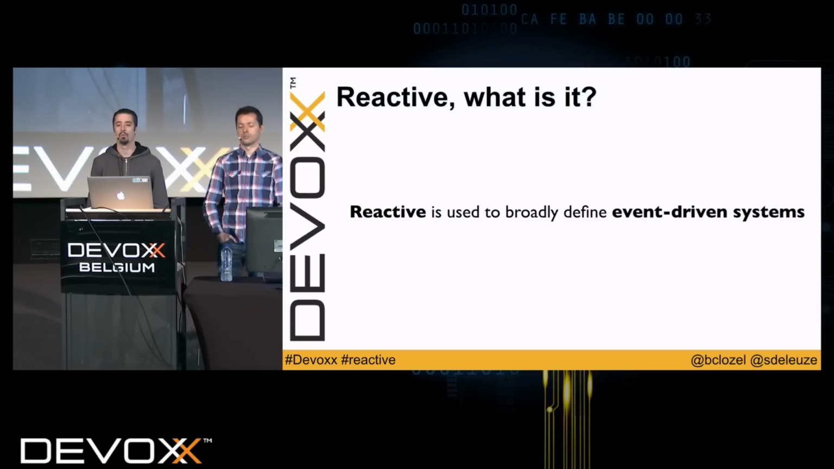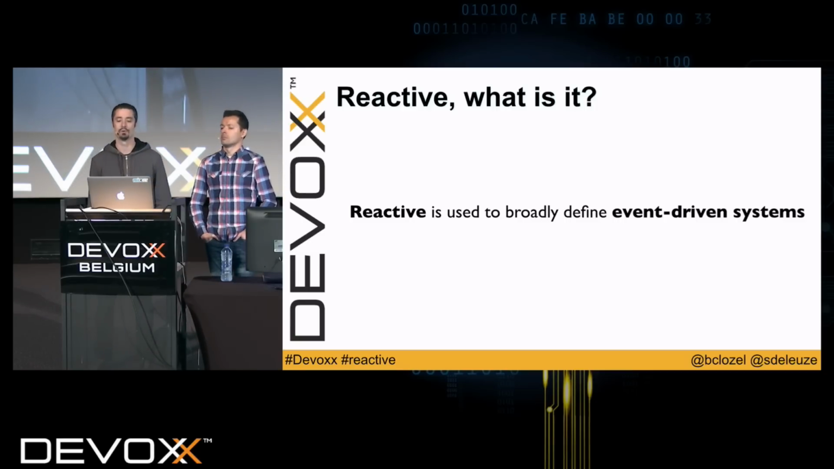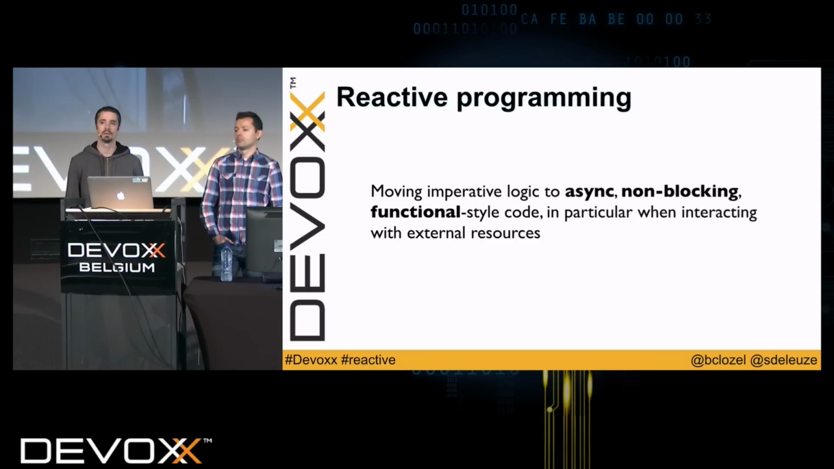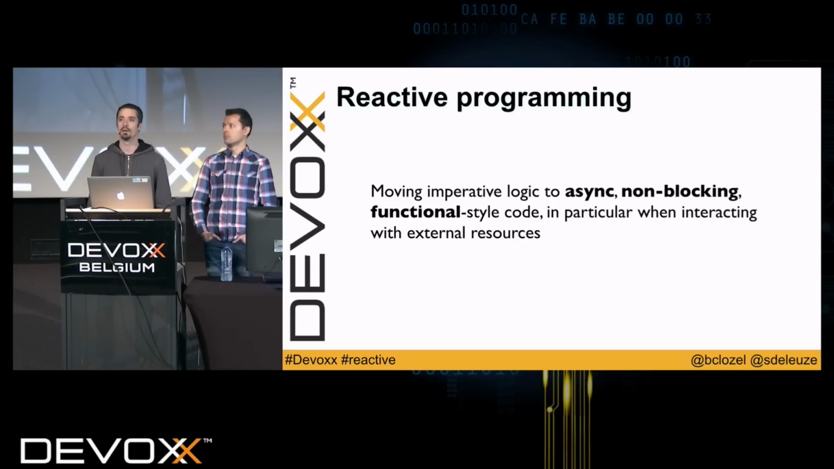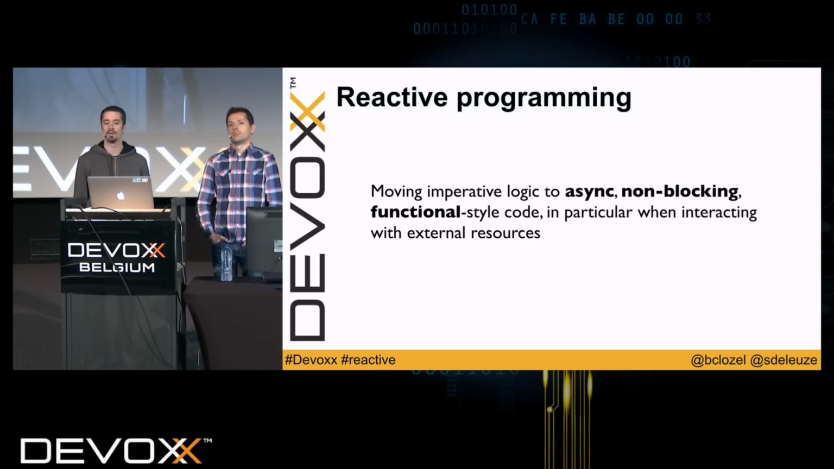So reactive, what is it? Reactive is used to broadly define event-driven systems. And to be more specific, we are going today to talk about reactive programming. And reactive programming is moving from imperative logic, so that's regular code when you implement your method, and when you invoke your method, the method only returns when the processing is complete, to an asynchronous, non-blocking, and functional style code, in particular when interacting with external resources that usually imply some latency and some I/O.